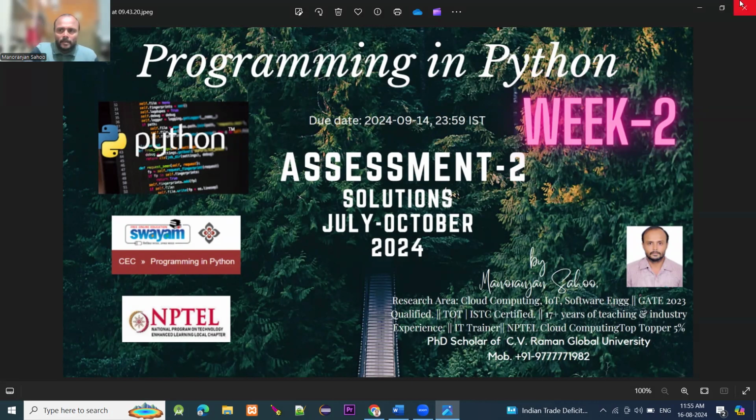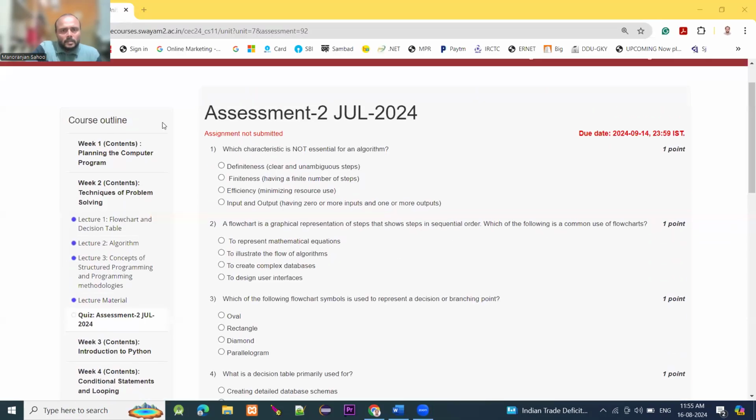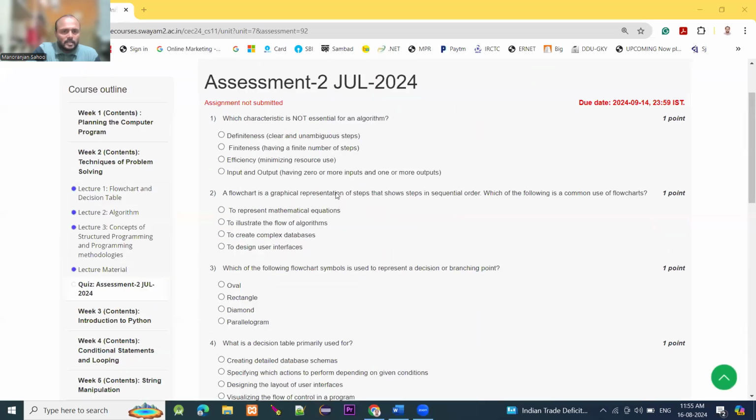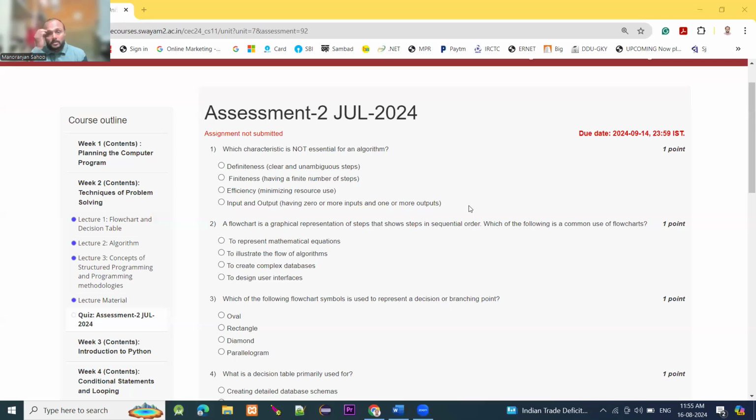Let's start solving the questions. Assignment 2 has 10 questions, and we will solve them one by one. The first question is, which characteristic is not essential for algorithms? Four options are given here.